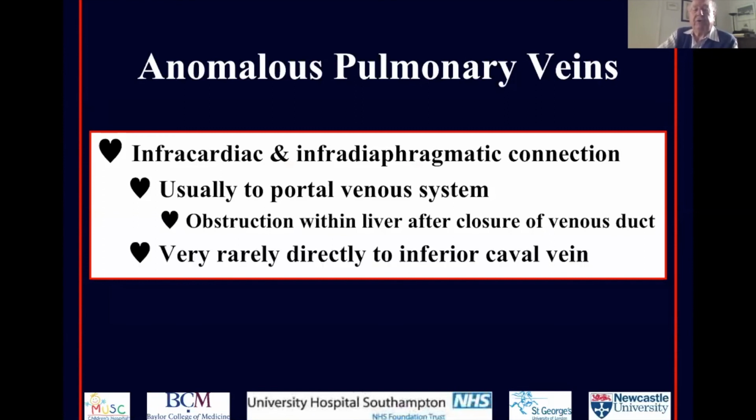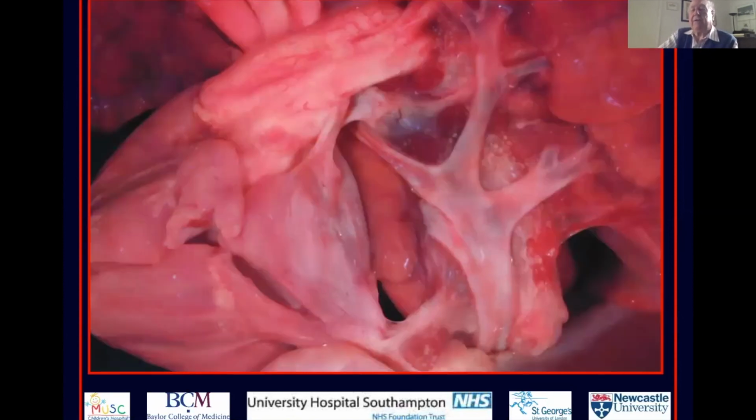after closure of the venous duct. So it is exceedingly rare to find direct drainage directly to the inferior caval vein. This is the feature of anomalous connection, and what I've done here is to do the so-called Taussig maneuver. It was Helen Taussig who pointed out that in the setting of totally anomalous pulmonary venous connection, you could flick the heart out of its pericardial cradle because there was no connection between the pulmonary veins and the left atrium.